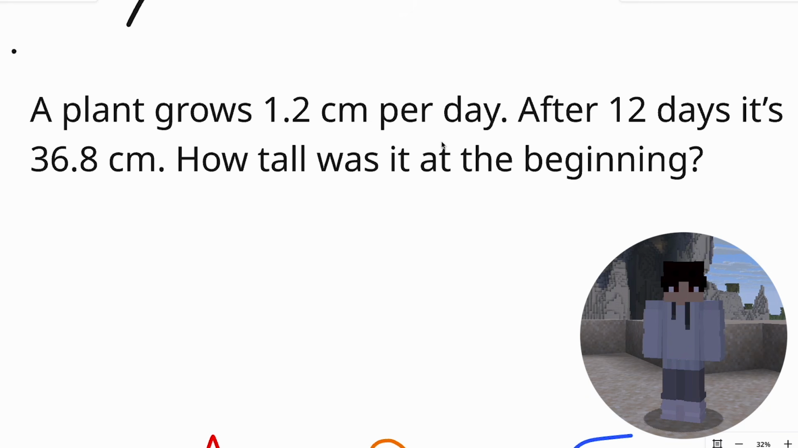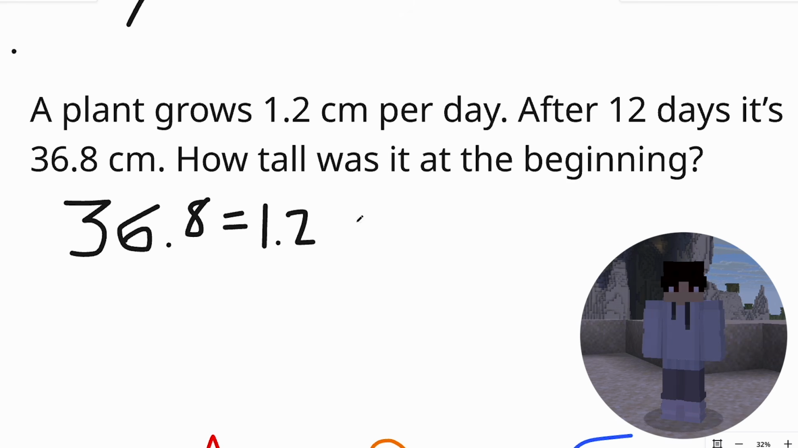And the information that we're given is 1.2 centimeters per day. So that's basically going to be the rate. And we also get given the total after 12 days, which was 36.8. So essentially 36.8 must be equal to 1.2, because that's the rate, times the amount of days, which in this situation is 12. And then we're just trying to find what B would be equal to.